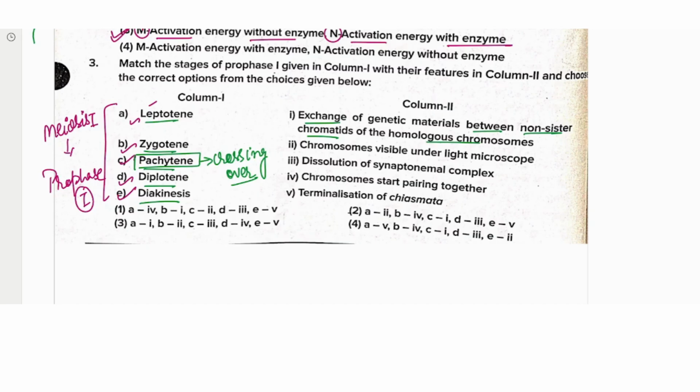We will go with C1, which is given in option 2. So these two options are eliminated. And A is what? A is leptotene, the first stage in which the chromosomes become visible under the light microscope. So we can match A with 2, as given in this option. Option number 2 would be the correct answer.